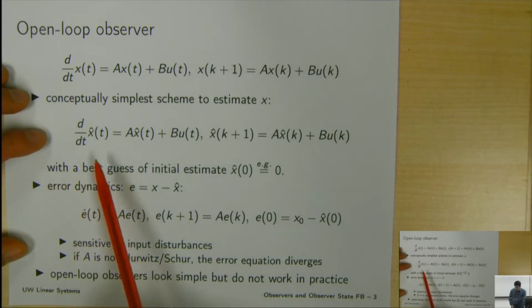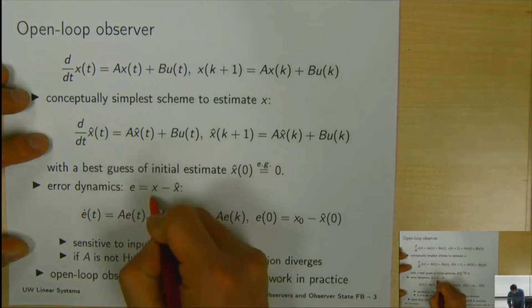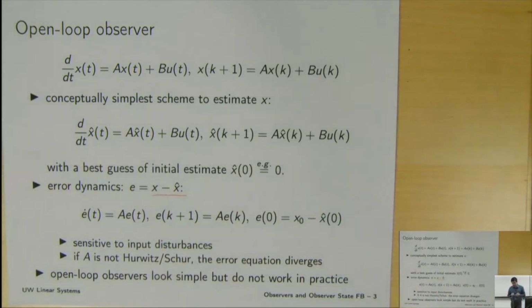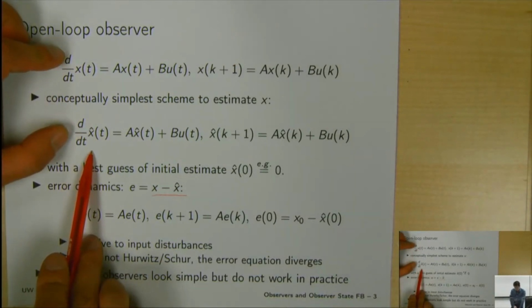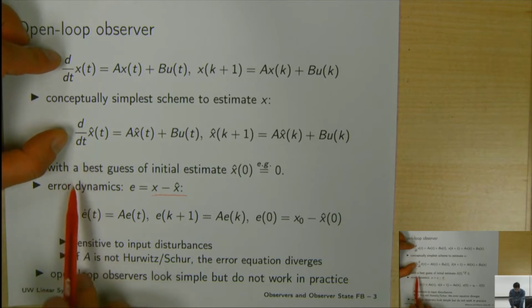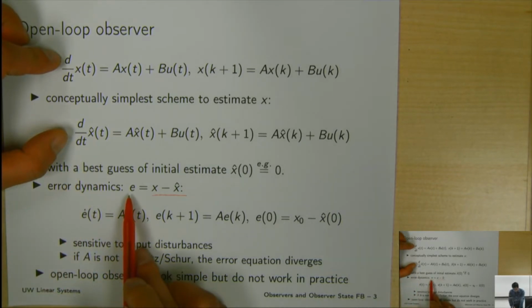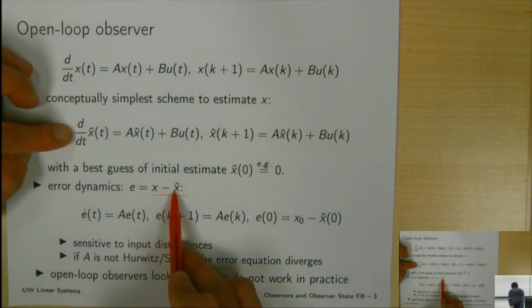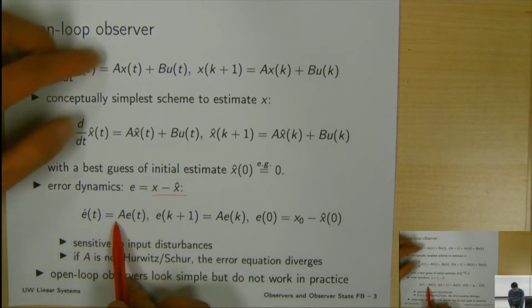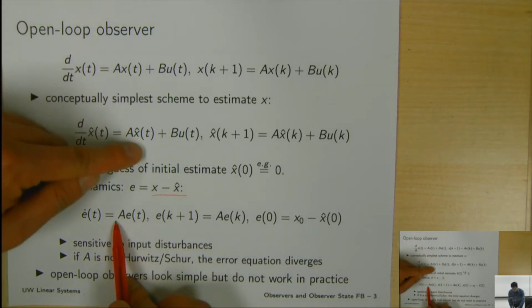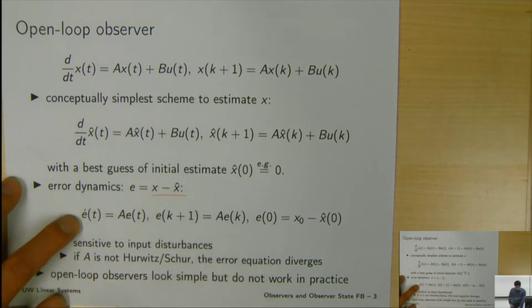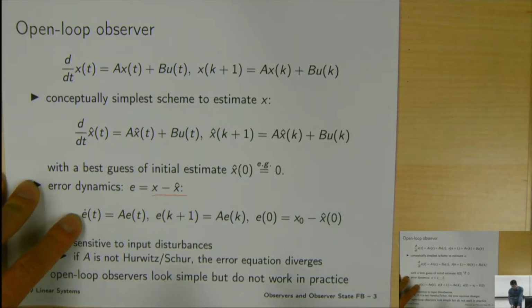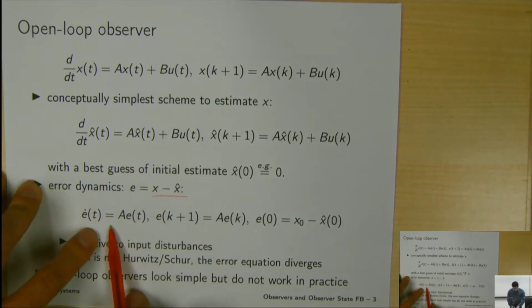Let's take a look at how the difference between my actual state and my estimated state will evolve. This is just the difference between these two state equations. The derivative of e is going to be the derivative of x minus the derivative of x hat. So e dot is going to be equal to A times x minus x hat, which is e, plus Bu minus Bu. So the error dynamics for this open loop observer, where there's no feedback involved, is e dot equals Ae.